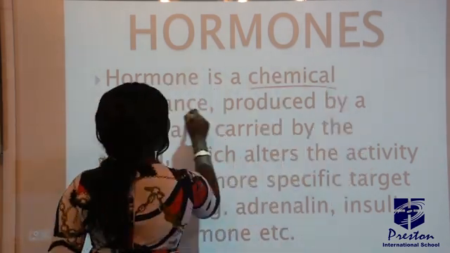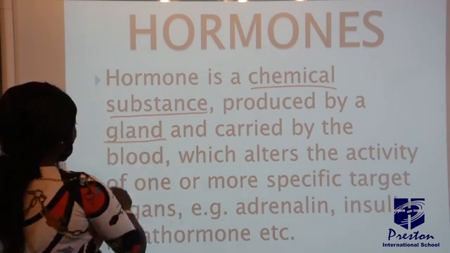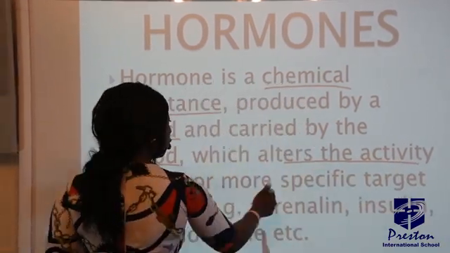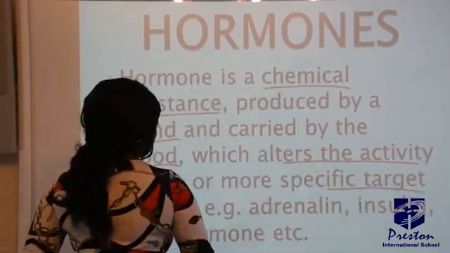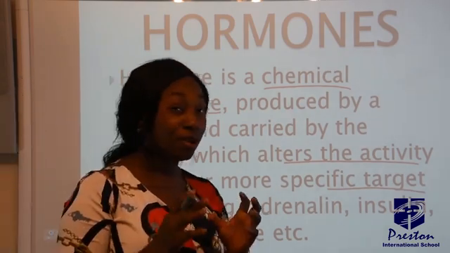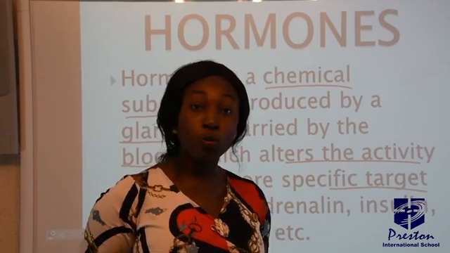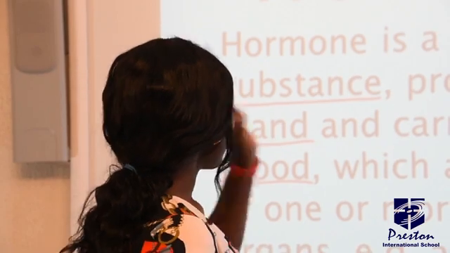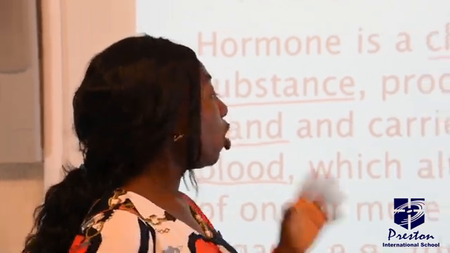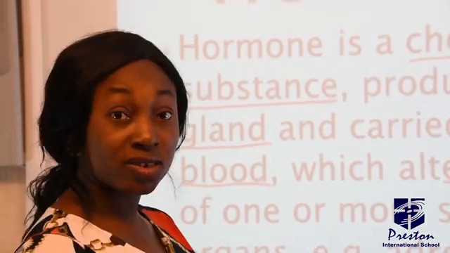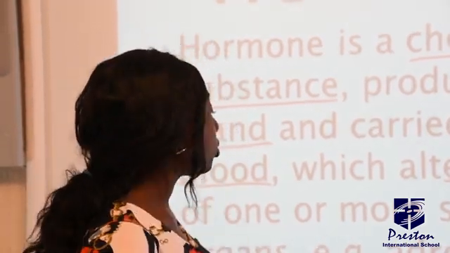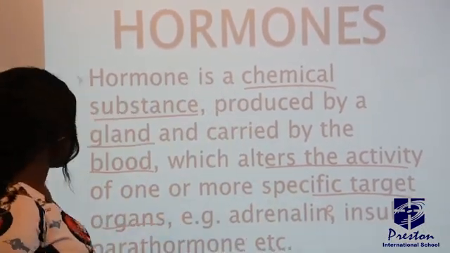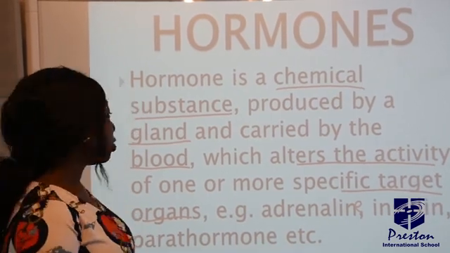Chemical substance, number 1. Gland, number 2. Carried by the blood, number 3. And alters the activity of one or more target organs. These 4 points are very important in your definition of a hormone. If you don't have them, then your marks are already being cut short. So chemical substance, gland, the bloodstream, altering the activities of target organs. These are very important. Examples of hormones are adrenaline, insulin, parathormone, and so on and so forth.